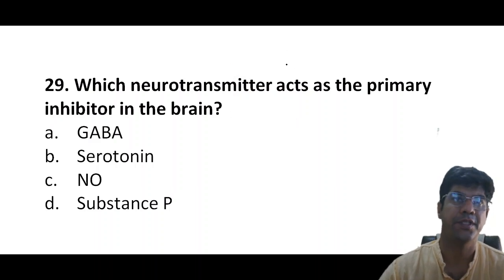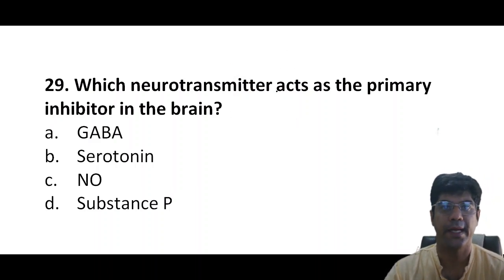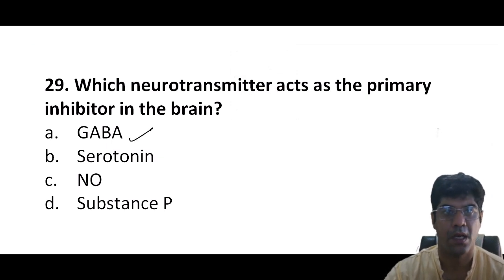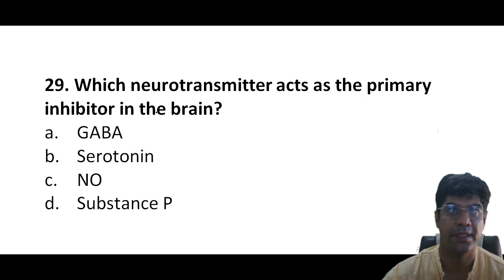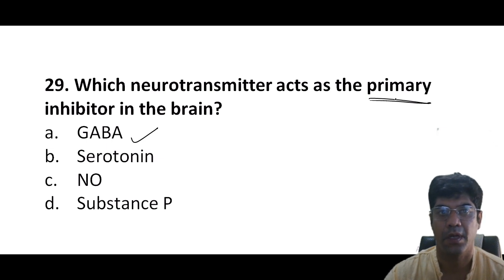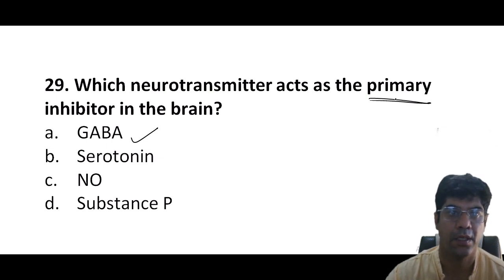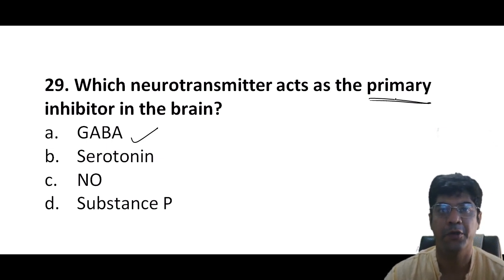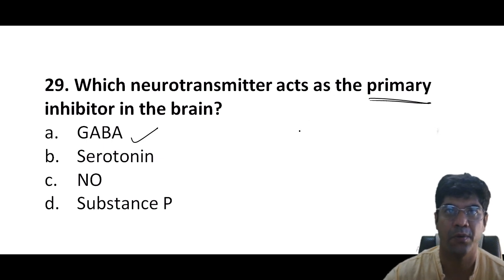So coming to the next question, which neurotransmitter acts as a primary inhibitor in the brain? Well, the correct answer is GABA. Remember GABA, it's indeed the primary inhibitory neurotransmitter in the brain. Now it works by binding to specific receptors that are known as GABA receptors on the surface of the neurons.